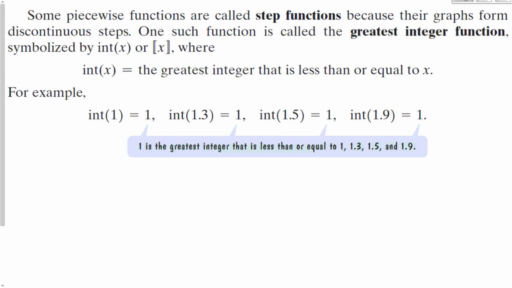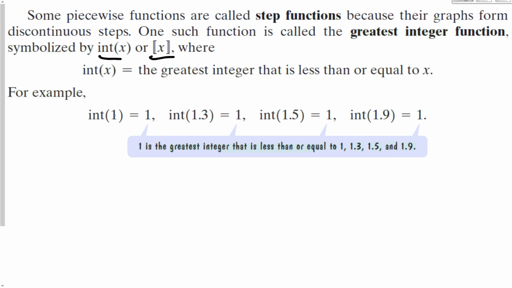Another interesting piecewise function is something called a step function. These are called step functions because their graphs form discontinuous steps. One of these functions is called the greatest integer function, symbolized by int(x), where x is your input and int is the function, or x inside these double brackets that look kind of like that. The way you calculate this is it's equal to the greatest integer that's less than or equal to x.